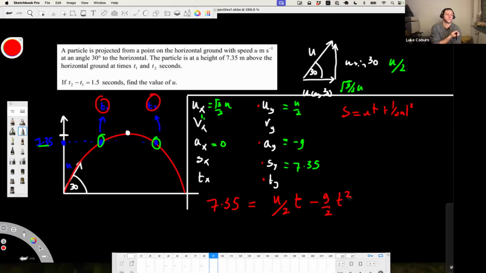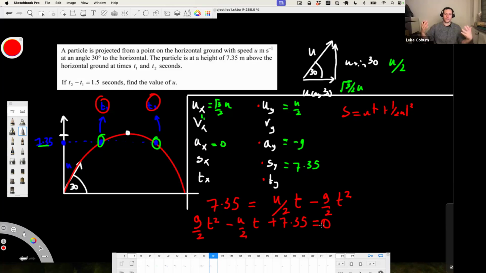What am I going to do? I'm going to bring everything to the left-hand side. So I have g over 2 times t squared minus u over 2 times t plus 7.35 is equal to 0.